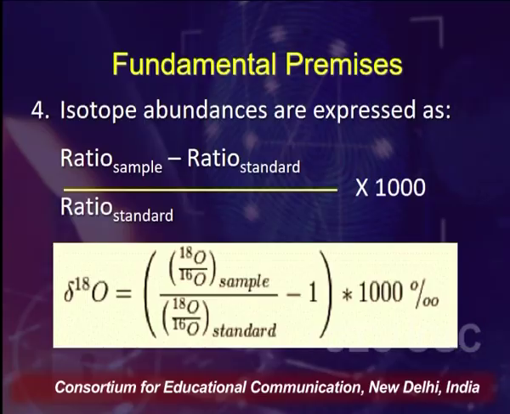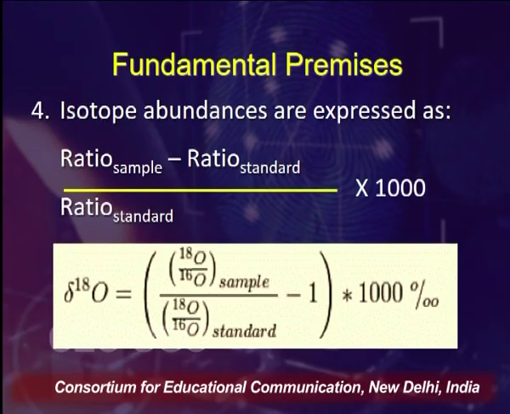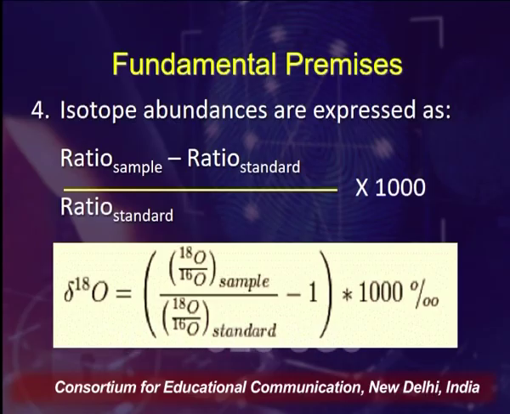They use different isotope abundances, which are expressed as ratio sample minus ratio standard over the ratio standard, times 1000 per mil. So using this equation, we can get the delta O or the delta H depending upon what kind of isotope we are talking about.